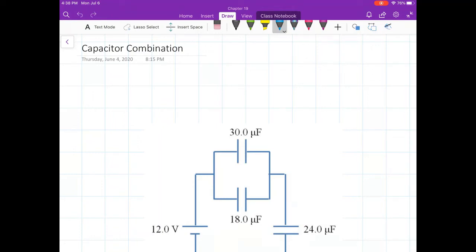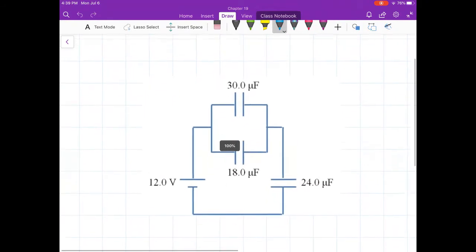This video, we look at a combination of capacitors. I hope that the previous videos with parallel capacitors and series capacitors were fairly straightforward, because in general, problems can be a little more complicated. In general, you can have combinations of capacitors. And in particular, we have one right here.